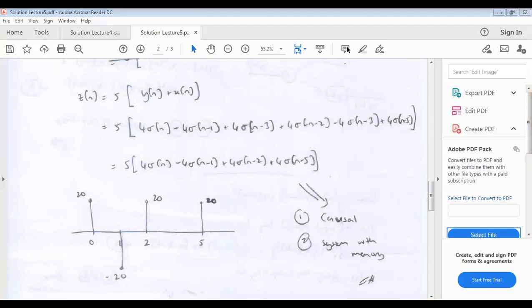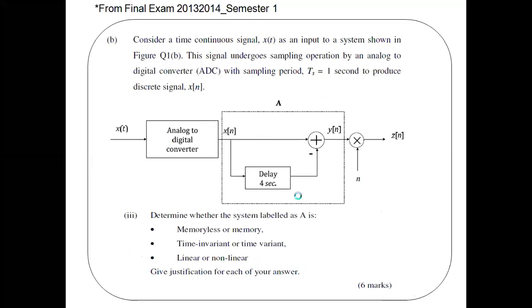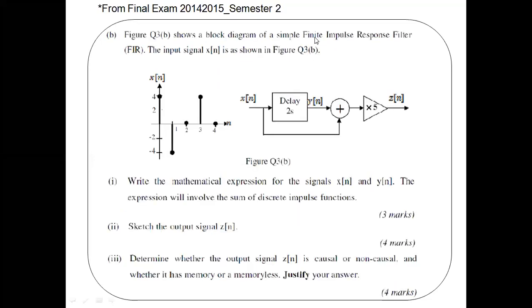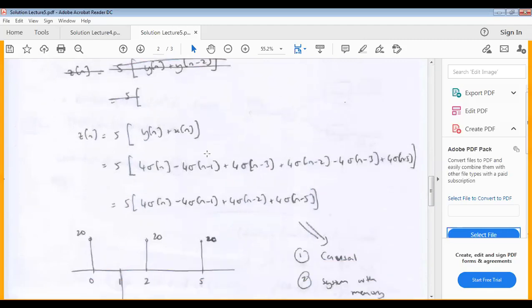Okay then? Doctor, can I ask why the answer is 20? Let me see. Again, why is it 20 here at the end, in the result? Because it's a multiplication, right? y[n] plus x[n] will give us the output.